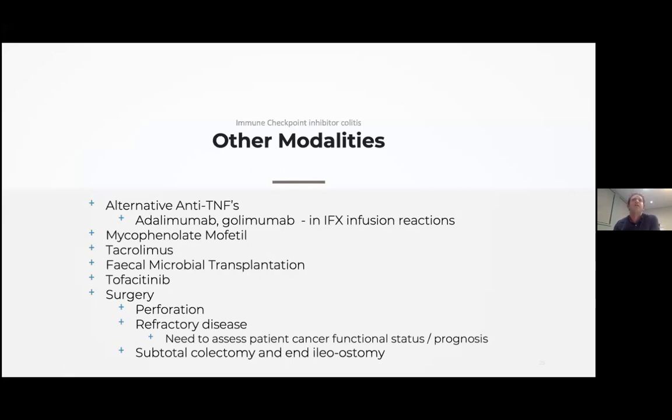There have been successful inductions of remissions, if I can say that, with FMT in patients who've been refractory, but it's in the 1s and 2s and 3s. And then patients who require surgery, it's obviously a very bad state. Patients who are on checkpoint inhibitors in the first place are clearly cancer patients. And there would be a need to assess basically the patient's general functional status and prognosis. There's no place for considering pouches and 2 or 3 stage procedures. The surgery in this context would be a subtotal colectomy and ileostomy.